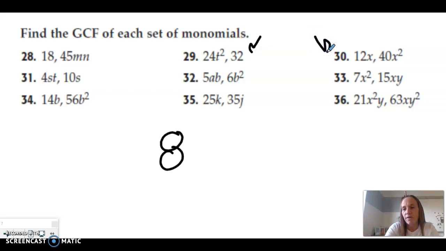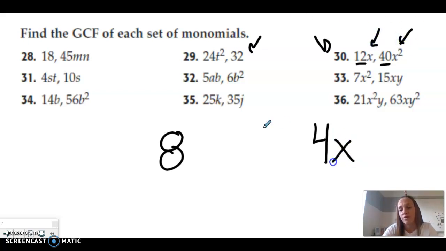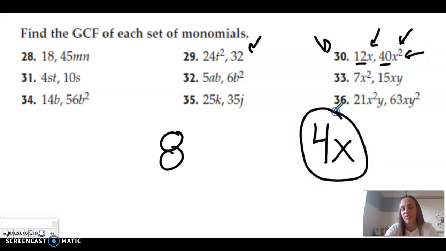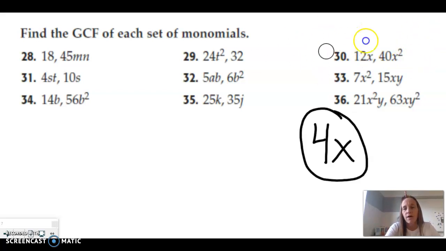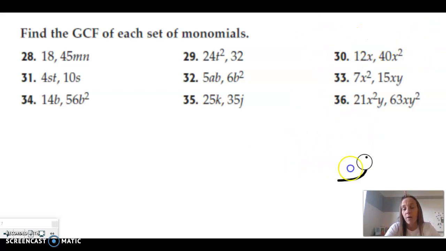Number 30, find the GCF of 12 and 40. And that would be 4. Okay, now this time there's an x with the first number and there's an x squared with the second number. So I do need to include an x down here, but only one of them. Because one factor has 1 x, this one has 2, but I'm only putting 1 in my GCF because it has to be the most that they have in common. Okay, so GCF of numbers and then GCF of monomials.